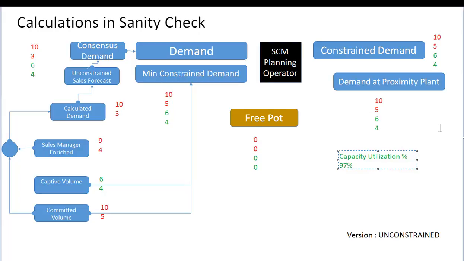Again, very important, the demand at proximity plant that we have obtained in this heuristic run, copying the constraint demand to the demand at proximity plant, will be carried over to the next planning steps. However, the constraint demand may certainly change because the optimizer will make some cuts in some demands based on the available capacity. That is the hard constraint that the optimizer always will follow.